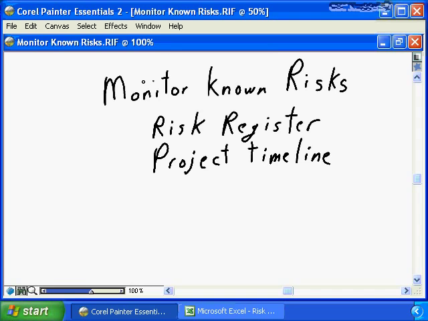The first step in monitoring and control is to monitor the known risks. To look at the risk register, examine the events in the risk register, determine the likelihood of the risk occurring, determine the timeline with which the risk is likely to occur, and ensure that you are taking appropriate actions to eliminate, to mitigate, to deal with the risks as they occur. So how do we do that? Let's have a look at our risk register.